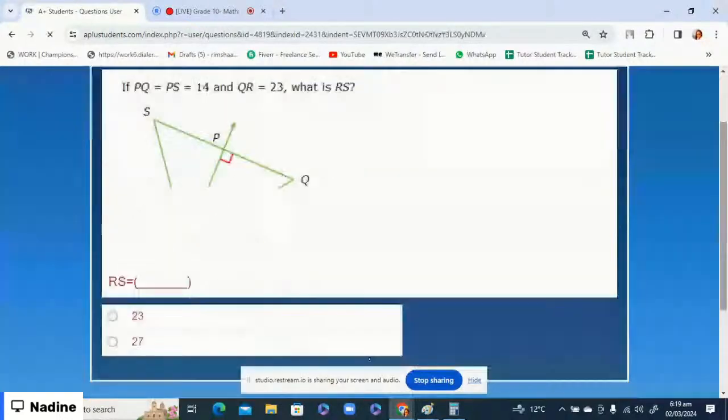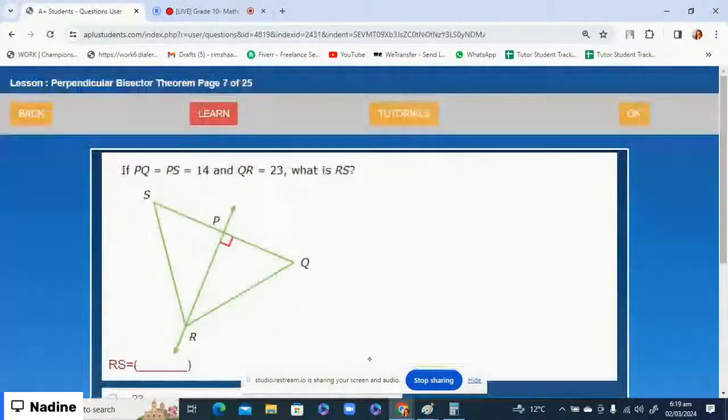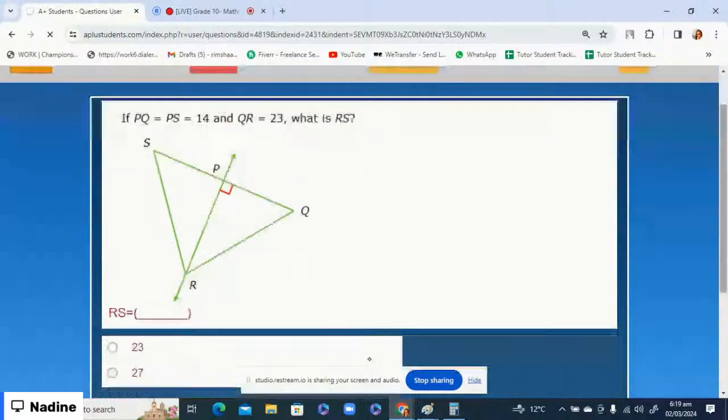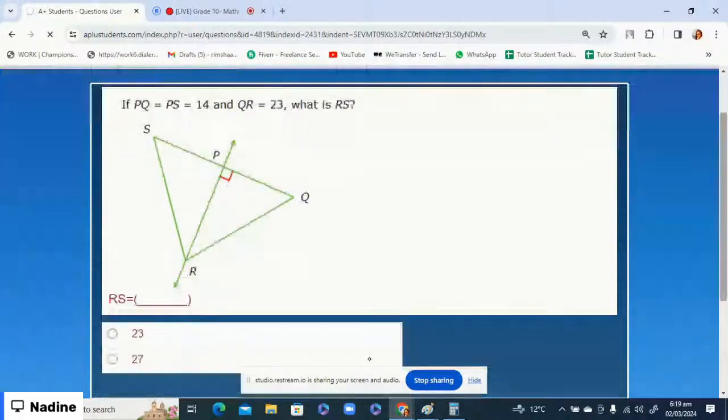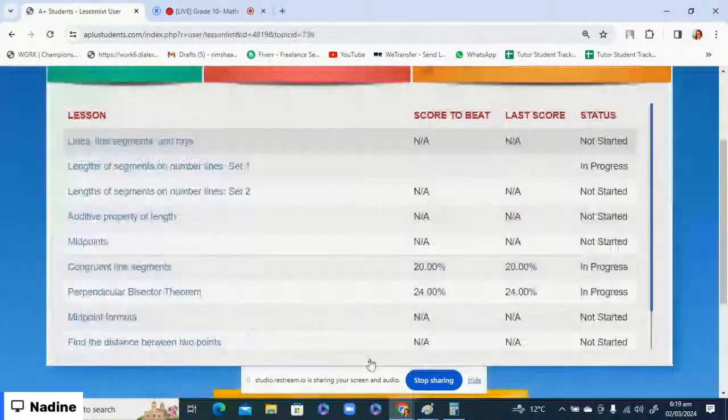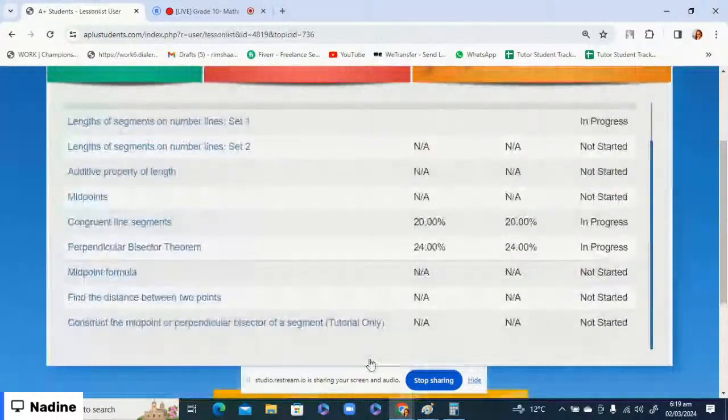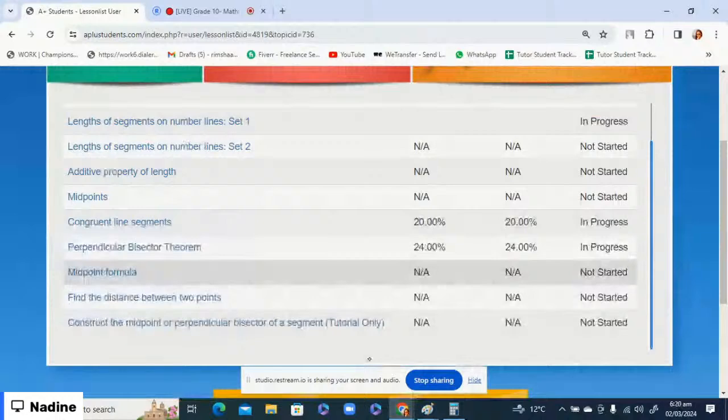So hope you guys understand this lesson as well. So here we only discuss the perpendicular bisector theorem. Like if one side is 30, then the other side would be equal. Okay. Now let's discuss the next lesson. So here we discussed congruent line segments, then the perpendicular bisector theorem. Now let's move to the midpoint formula.